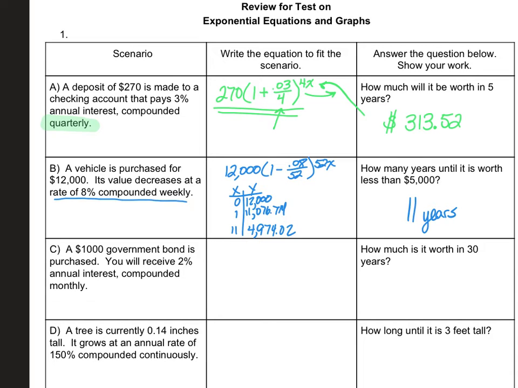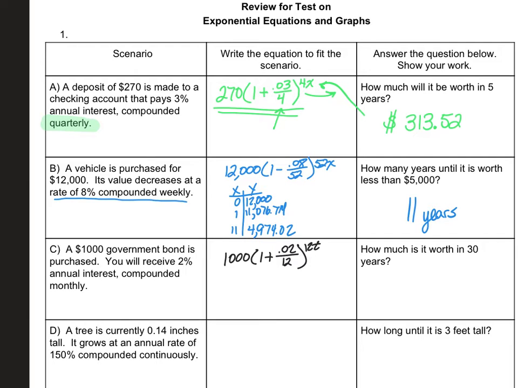All right, it says next, a $1,000 government bond is purchased. You will receive 2% annual interest compounded monthly. So our starting amount is going to be the $1,000. So we have $1,000. And since this is increasing in value, we will have a plus sign. It is 2% annual, so that will be the percentage that goes in the top. Compounded monthly, 12 months in a year, so that value is 12, and so is the exponent. I'm going to use a t here just to change it up. So this would be our scenario.